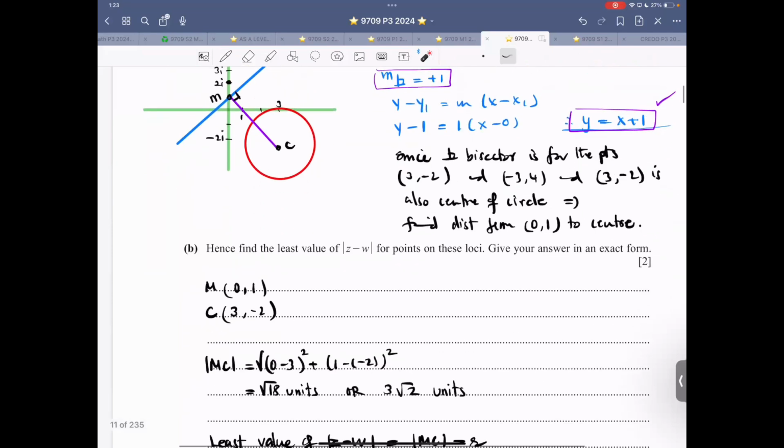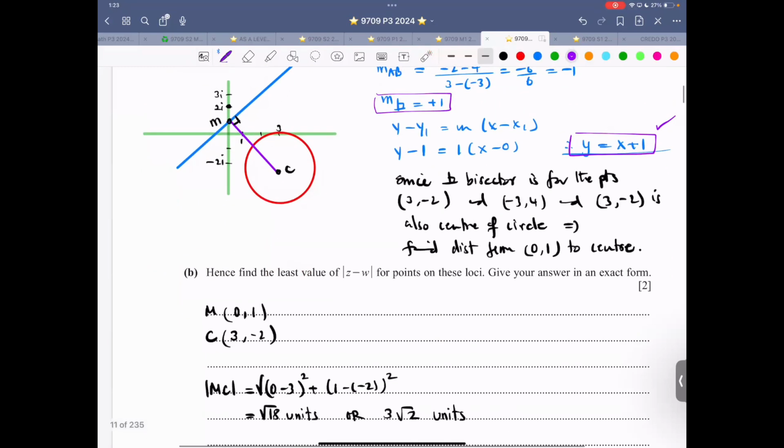Now it says, hence find the least value of z minus w modulus. It doesn't make a difference whether they ask for z minus w modulus or w minus z modulus. It means the shortest distance between the 2 loci. And from the topical book, we did 2 questions just like that. So now give your answer in an exact form.